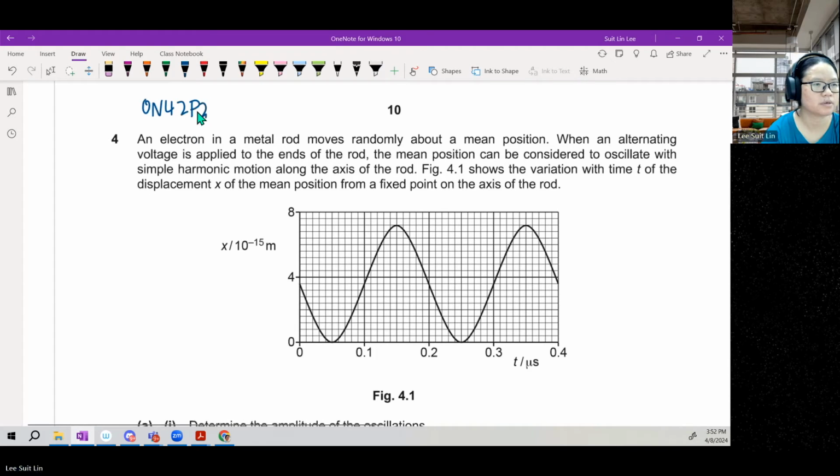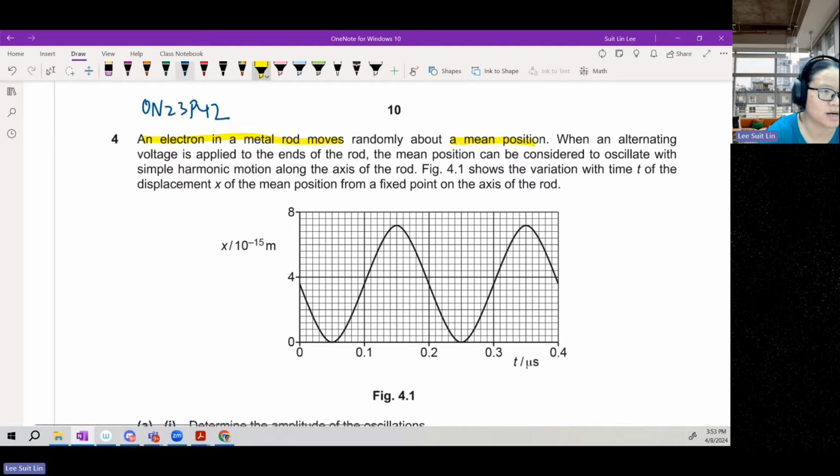What am I writing? Inter 23 P42. It's an electron in a metal rod. Moves randomly about a mean position. So this one is a scenario where we are looking at alternating current, okay, about a mean position.